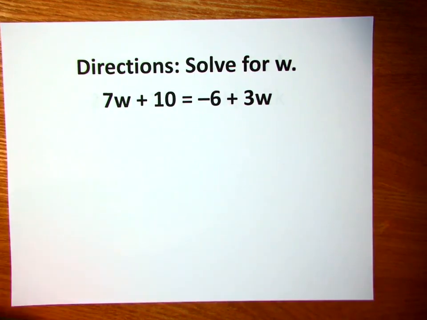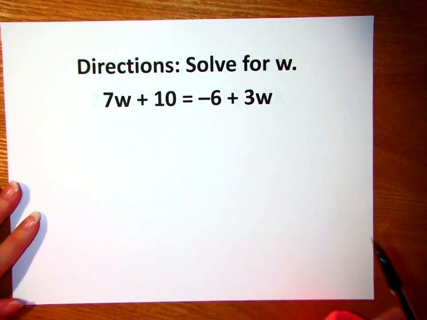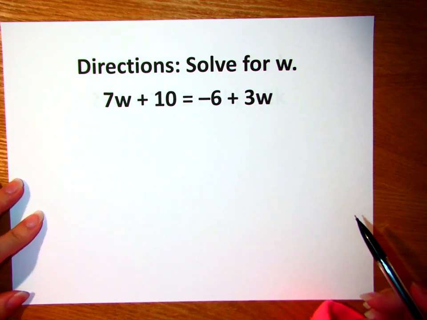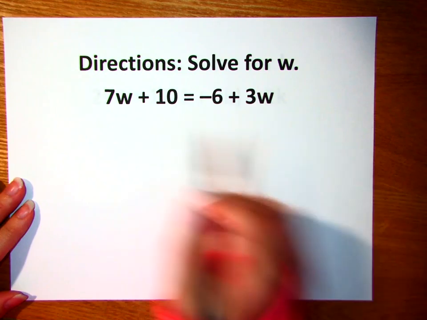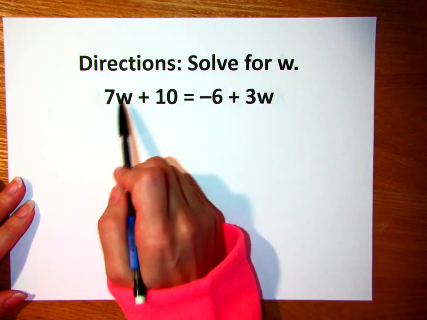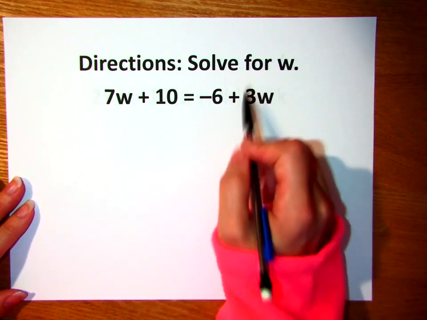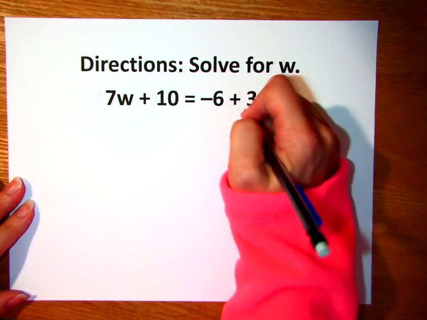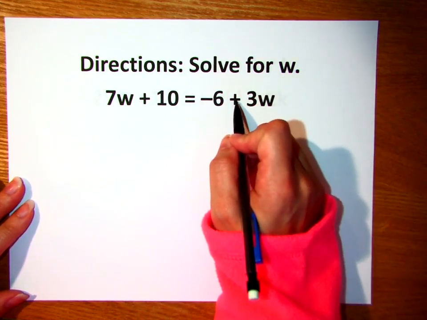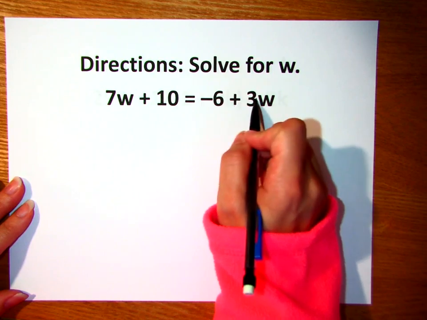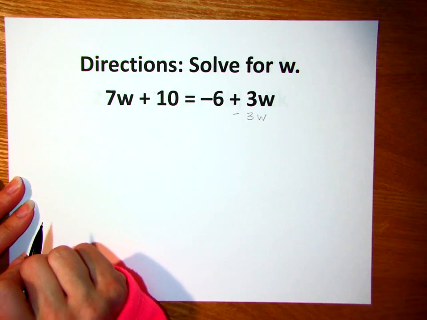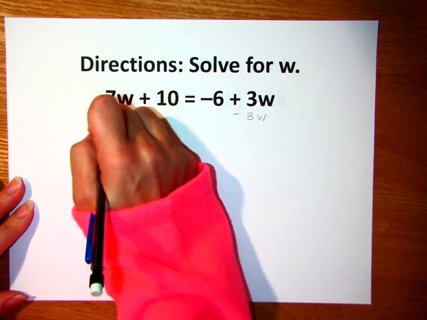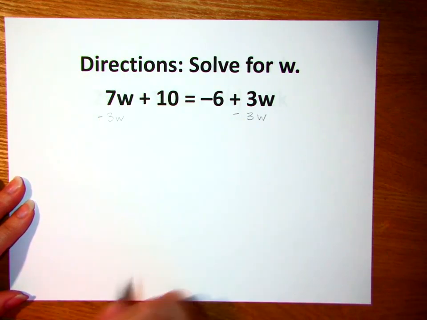So on this next problem here, we have variables on both sides of the equation. So our first goal is to move the variables together. What I typically suggest to students is that they find whichever variable is smaller and move it. So I have 7w and I have 3w. 3w is smaller, so I'm going to move it by doing the opposite of whatever this sign is. So instead of adding 3w, I'm going to subtract 3w from both sides, because what I do to one side of the equation, I'm going to do to the other side as well.